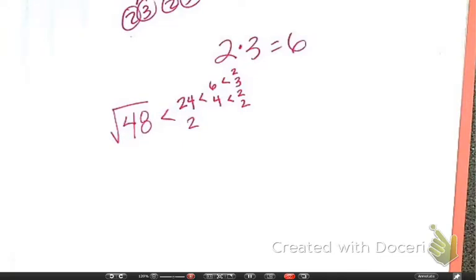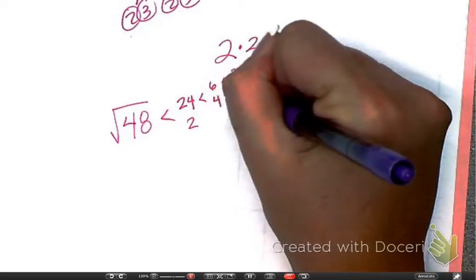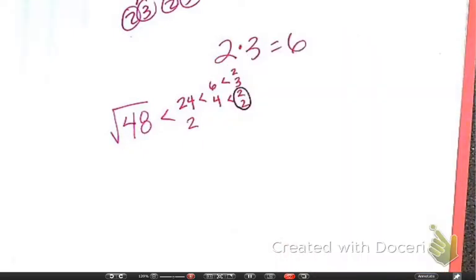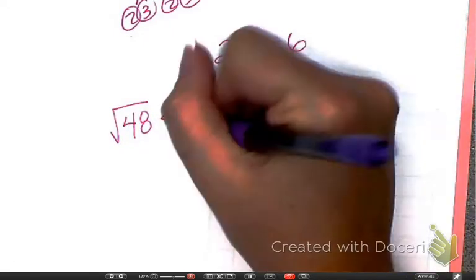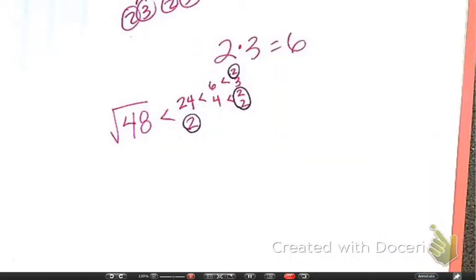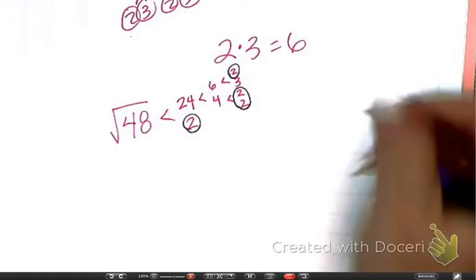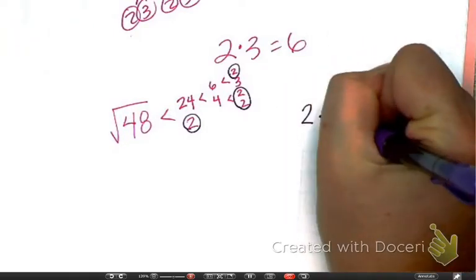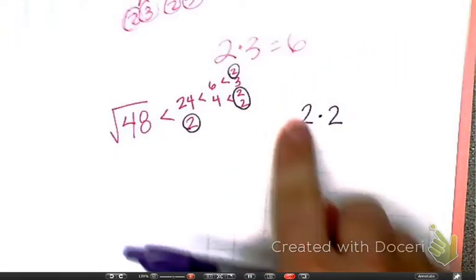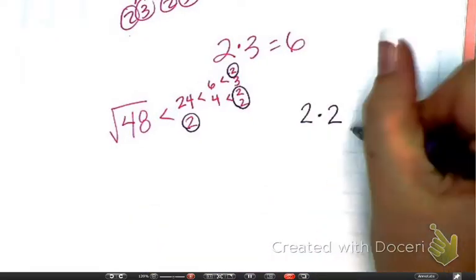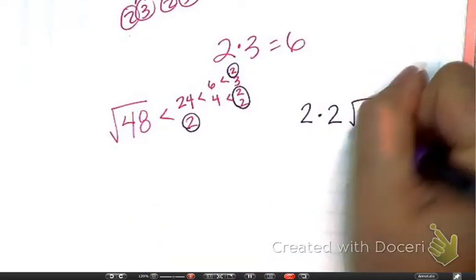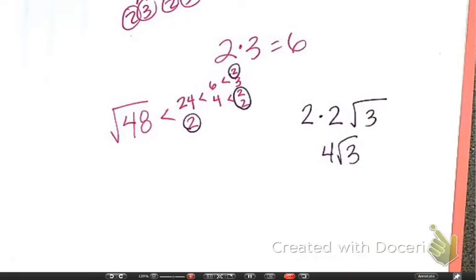What do I have pairs of? I have a pair of 2s and another pair of 2s. Did you see both of those? Okay, so each pair comes out. So this pair comes out, that pair comes out. What's left over? The 3. So your answer should have been 4 square root of 3. If they're two of the same pair, they are still each coming out.